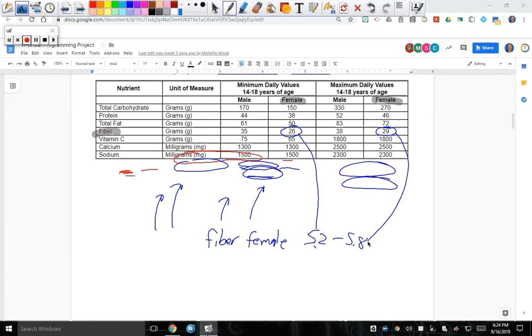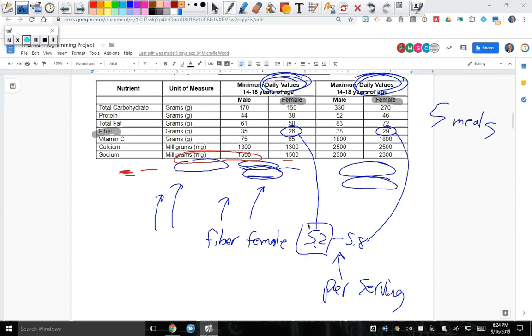So that's just an example from these labels that I was talking about of how these are daily values, so in a day, and since we're assuming that you'll eat 5 meals in a day, this is going to be per serving. So for each time that you have one serving or one meal, you're having 5.2 grams to about 5.8 grams of fiber.